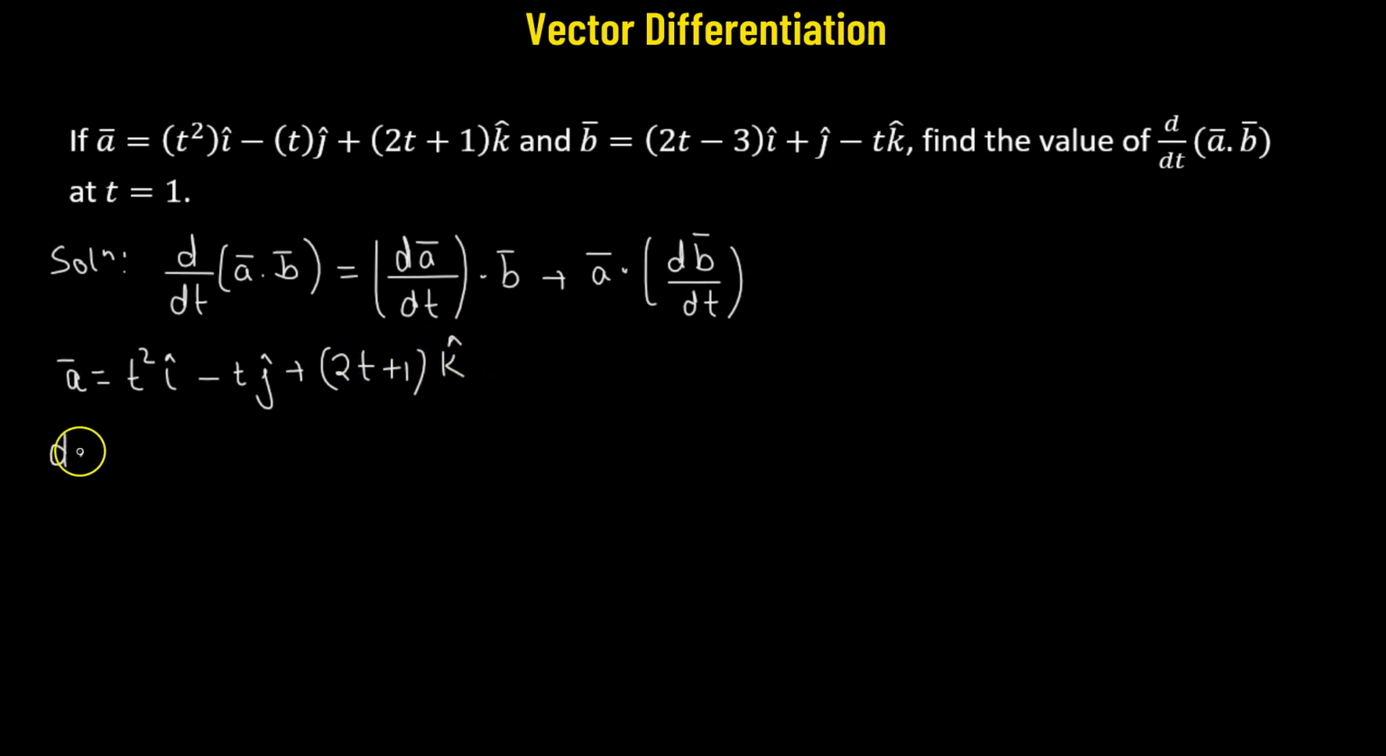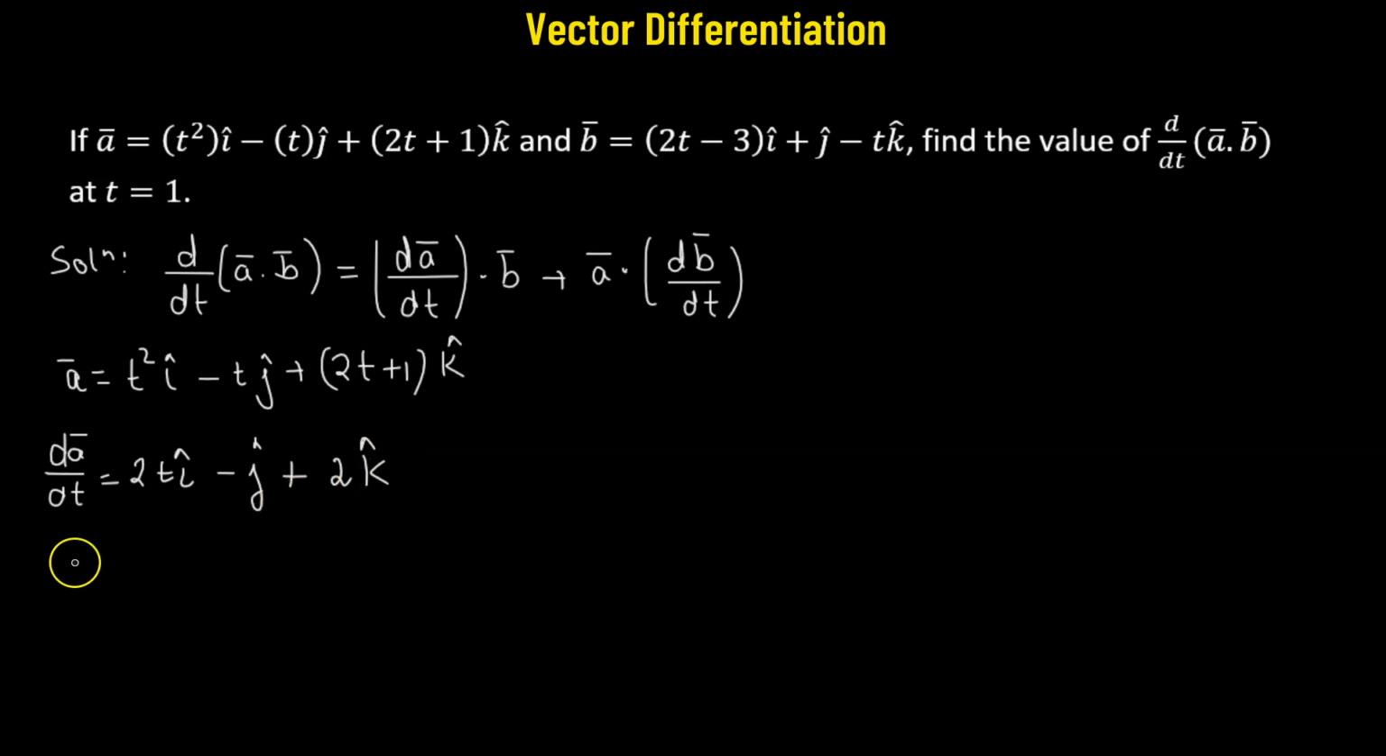So we'll take the derivative of vector A with respect to t. That equals 2t, which is the derivative of t squared. i cap is a constant vector, so that will be simply i cap. Minus the derivative of t with respect to t, so that will be 1, and j cap is a constant. Plus the derivative of 2t plus 1, so that will be 2. So we have 2k cap.